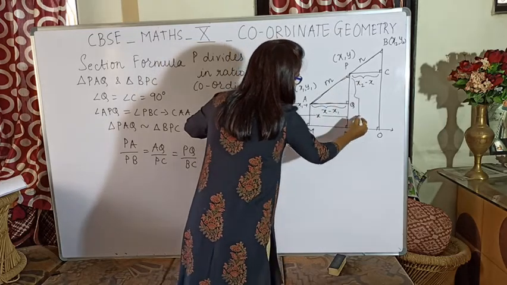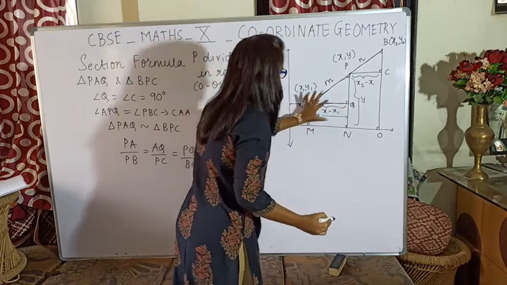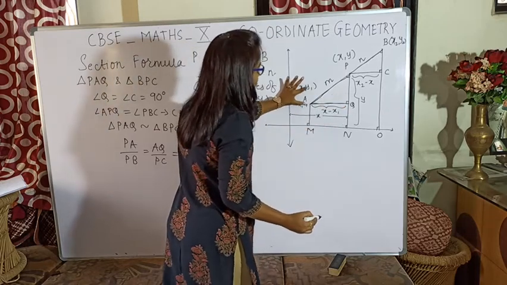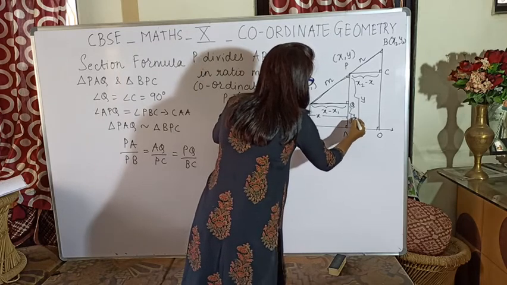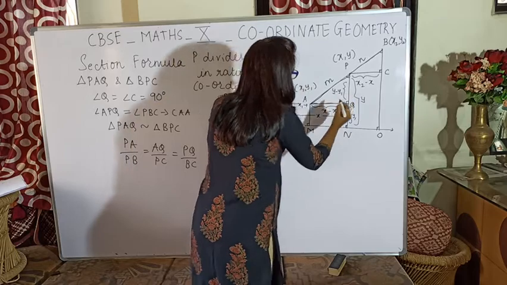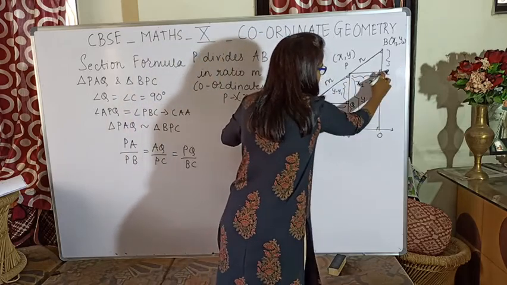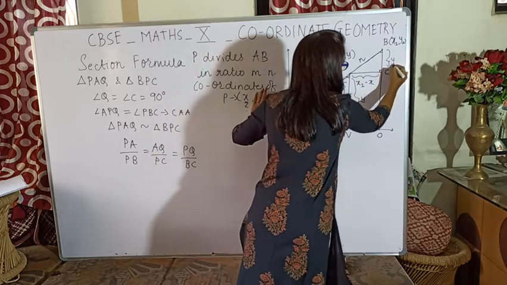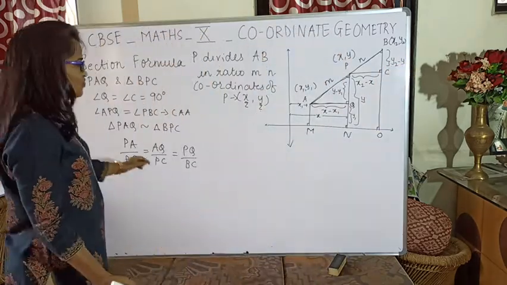This complete length is y. And how much is this complete length? This length is the y coordinate of A, that is y1. So how much will this length be? This will be y minus y1. Similarly, this complete length is y2, and this length is y. So this will be y2 minus y. So now we have got the values of all the lengths.